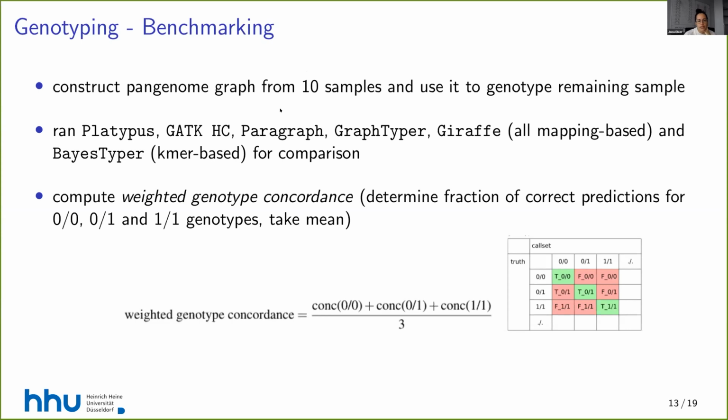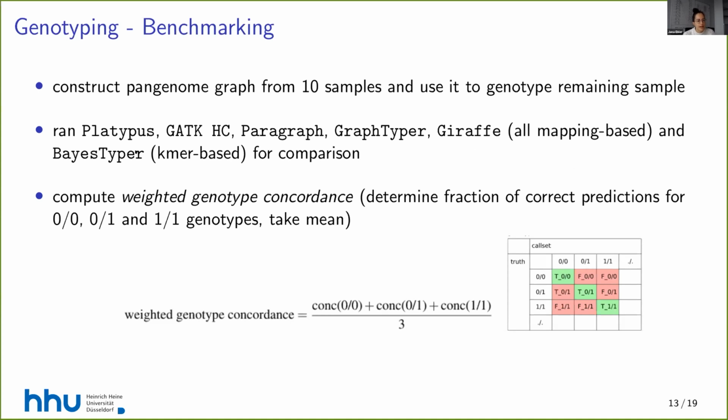Then we genotype all the variants that we have in these 10 samples using PanGenie, as well as these other genotypers that are listed here. We use Platypus, GATK, Paragraph, GraphTyper, and Giraffe. These are all mapping-based approaches that use either the linear reference genome or a pangenome graph as a reference.